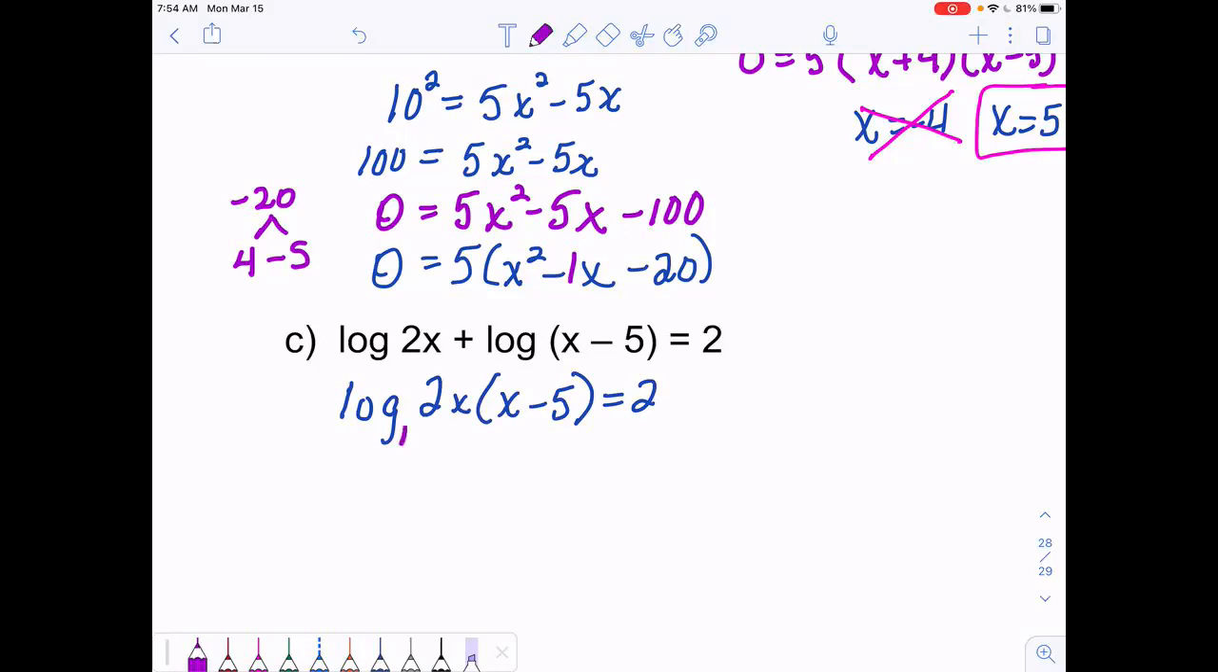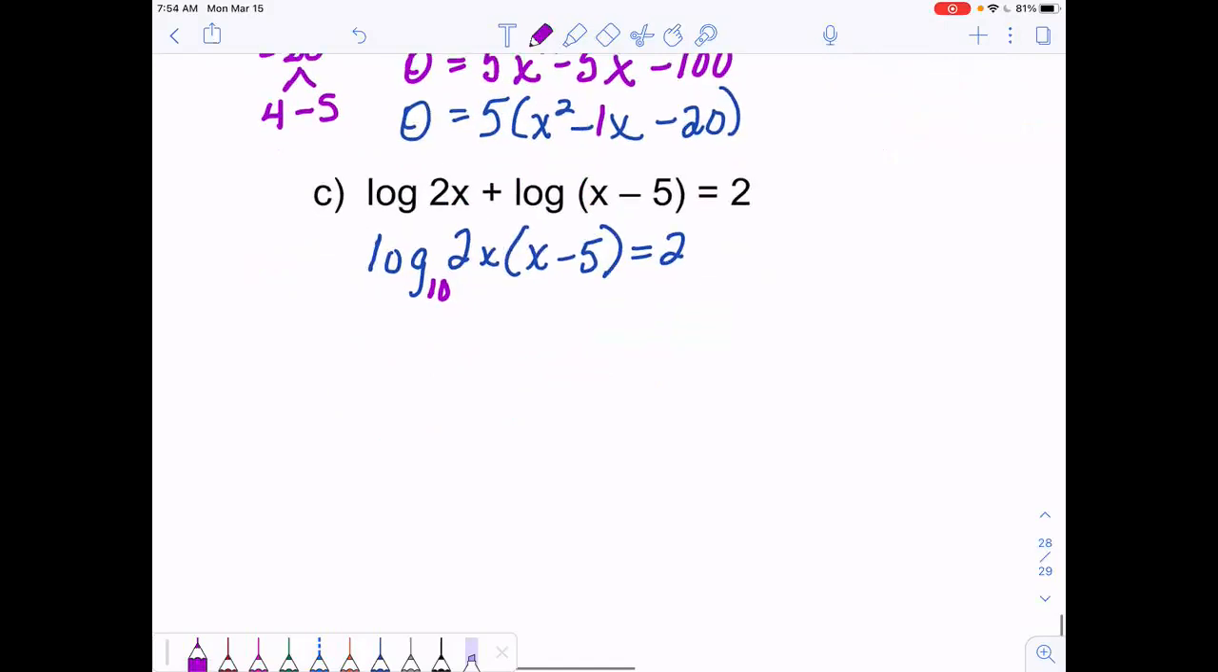Just be careful. My base is 10, so I have 10 squared. And then on the other side, I'm going to multiply so that I'm skipping a step here. So writing it as an exponent because I did condense it. On the other side, I'm just going to distribute to make it 2x squared minus 10x. So I wrote it as an exponent and multiplied in the same step, just to save a little bit of work there.